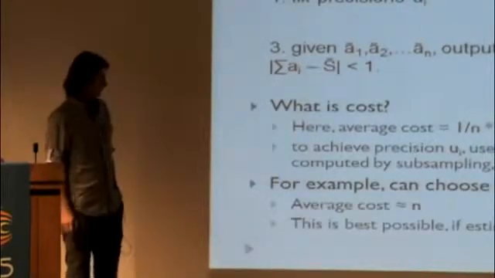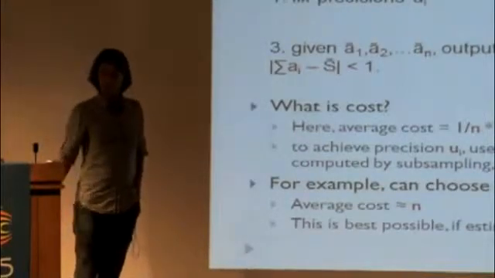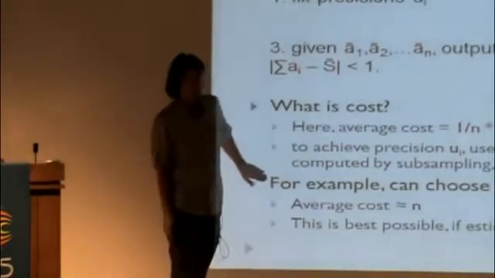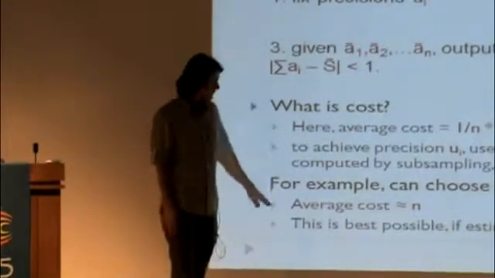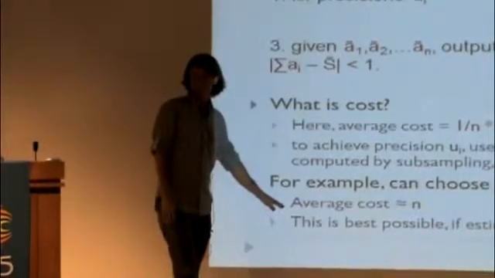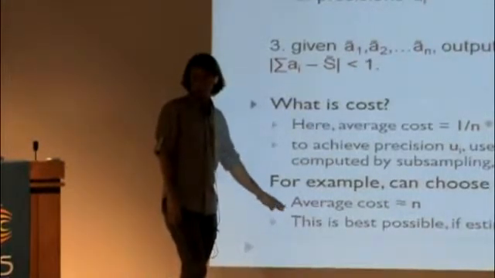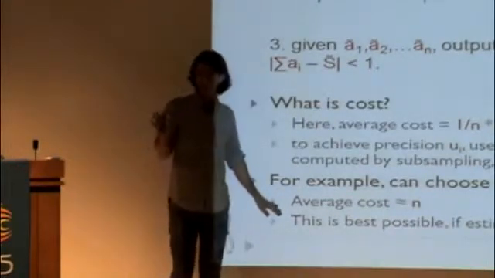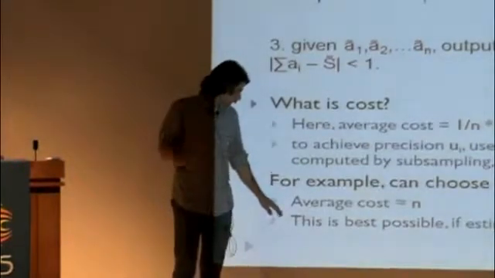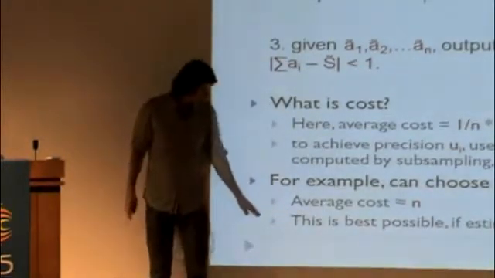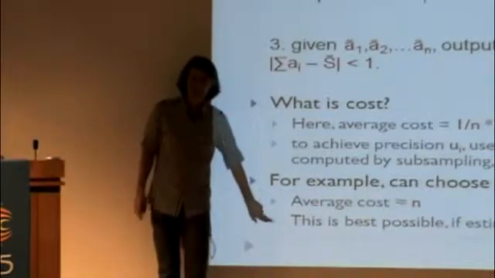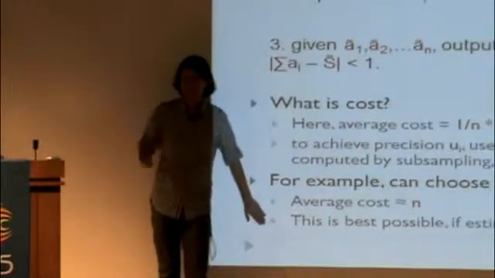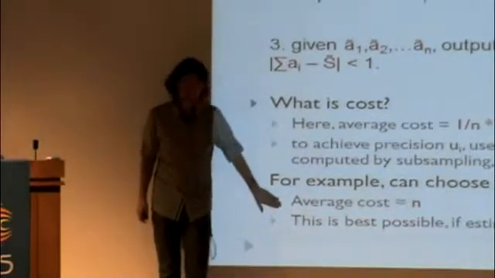So let me give you an example of something with at least bounded cost. We can choose all precisions to be roughly 1 over n, and the average cost will be roughly proportional to n. I view it as relatively bad. We want to achieve better than this. And the thing is that if your algorithm to compute the estimator S tilde just sums up the estimates for each AI tilde, then this is the best possible. You cannot go below this cost.